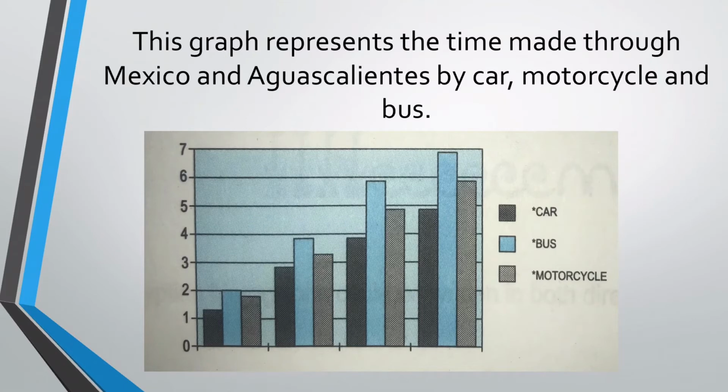Let's continue with the second one. This graph represents the time made through Mexico and Aguascalientes by car, motorcycle, and bus. So this graph represents the relationship among the types of vehicles and the time made by each one. This way we can see which one goes faster than the other.